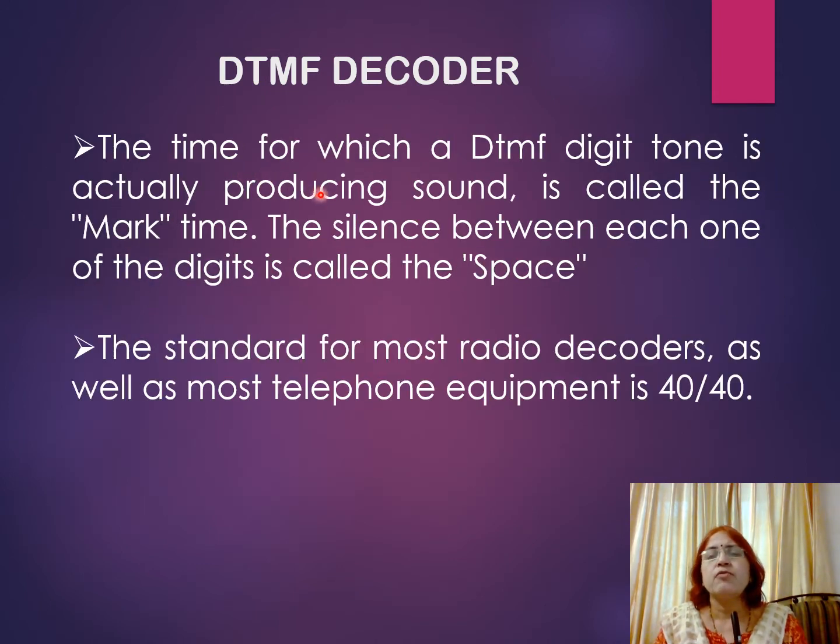The time for which a DTMF digit tone is actually producing sound is called the mark time. The silence between each one of the digits is called the space. The standard for most radio decoders as well as most telephone equipment is 40-40. 40 for mark and 40 for space, 40 milliseconds.